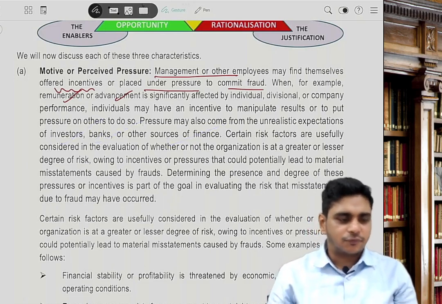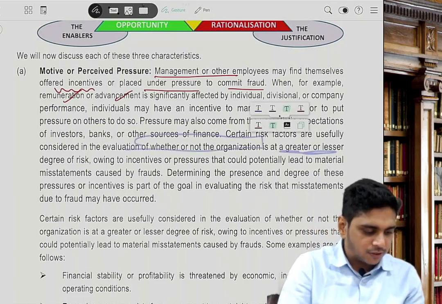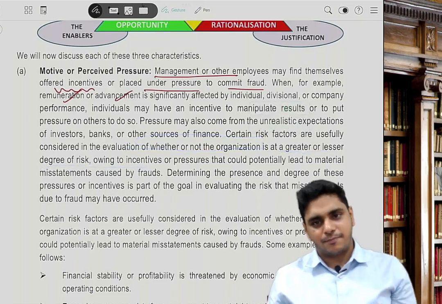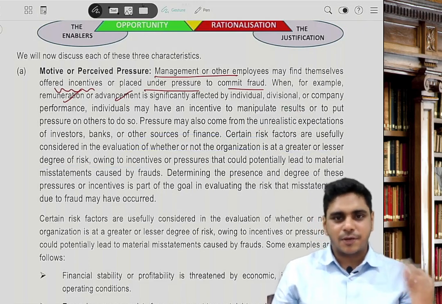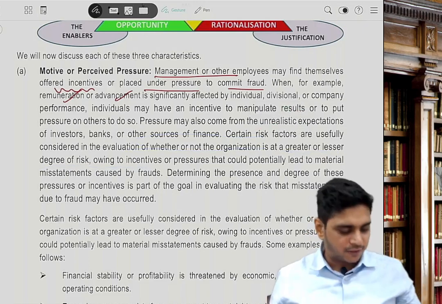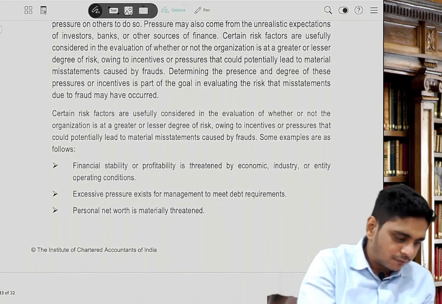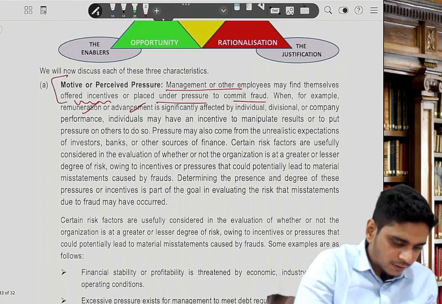Certain risk factors are usefully considered in evaluating whether the organization has a greater or lesser degree of risk. Here money plays a very important role. You create a pressure, either emotionally or financially, on somebody. Let us call it motive or perceived pressure. So they have given some examples. Mark from here till here.